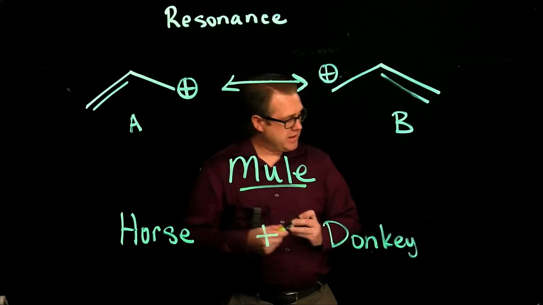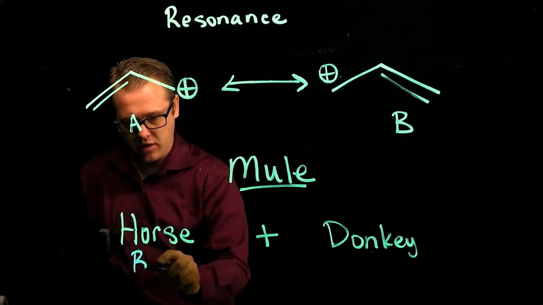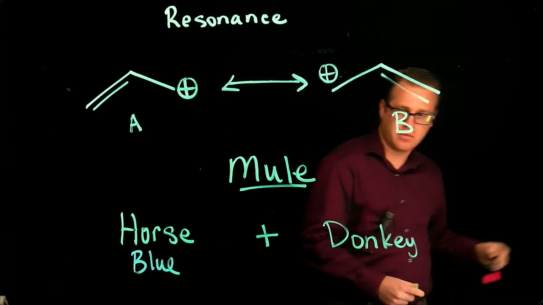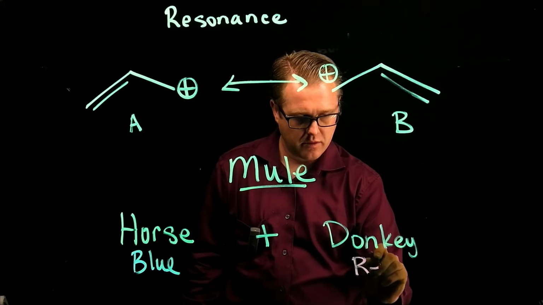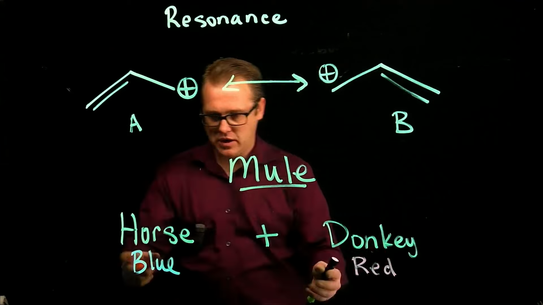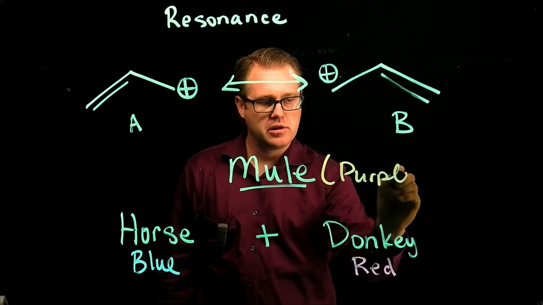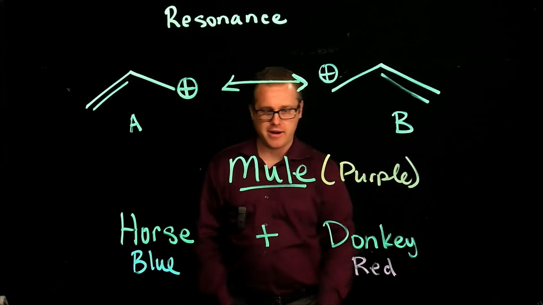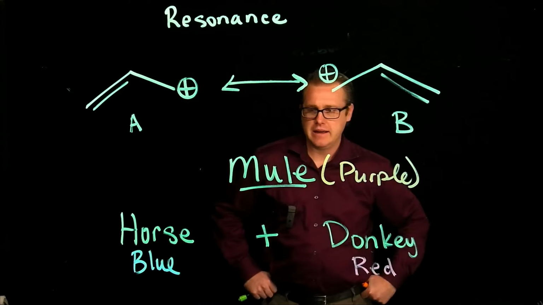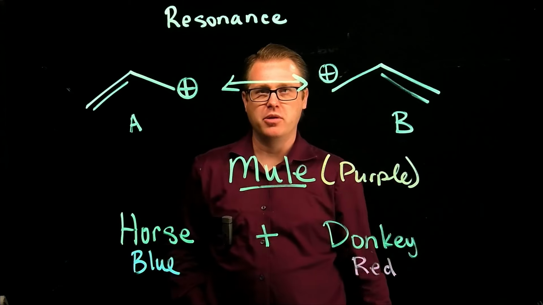Now let's make this a little bit more fun. What if we had a blue horse and a red donkey? So what would that make if those two mythical colored animals get together? We would get a purple mule. Sorry, I don't have a purple marker here. Okay, so blue horse, red donkey makes a purple mule.